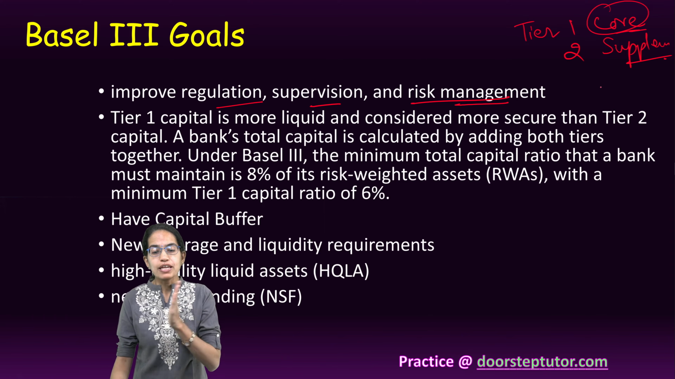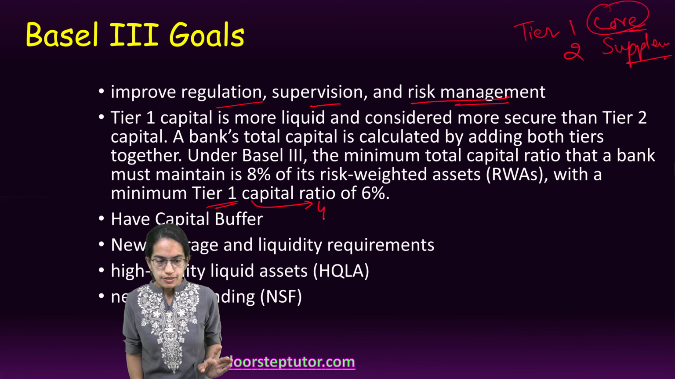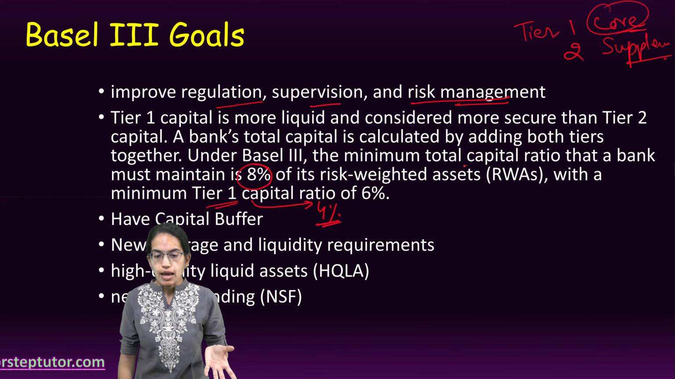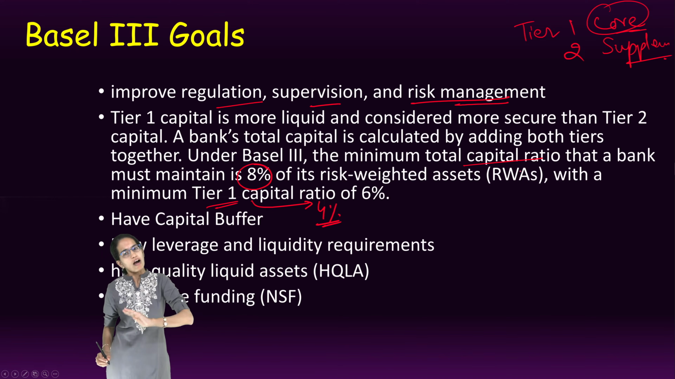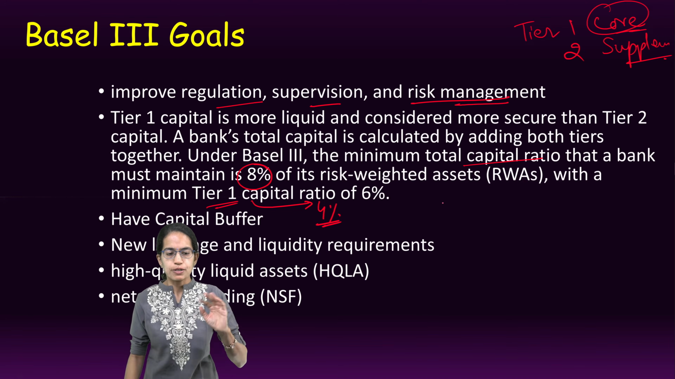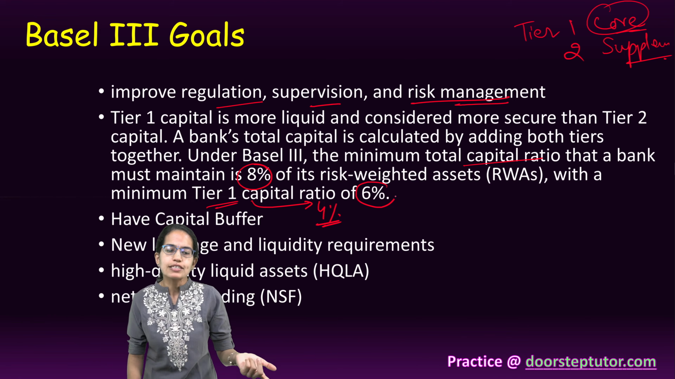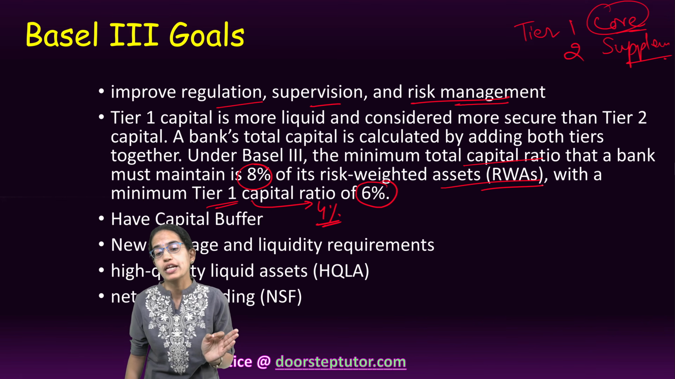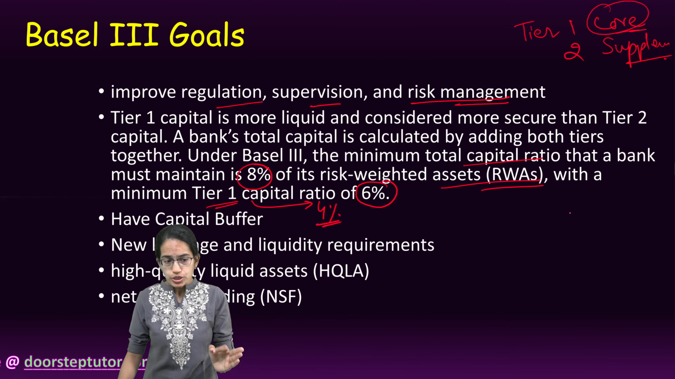In the previous Basel norms, the tier 1 ratio was 4%. The total capital ratio that has to be maintained by the bank was previously 8%, and now also it is 8%. But previously tier 1 had a contribution of 4%, and now this has been increased to 6%. So 8% of the risk weighted assets. That's extremely important. So this has increased.